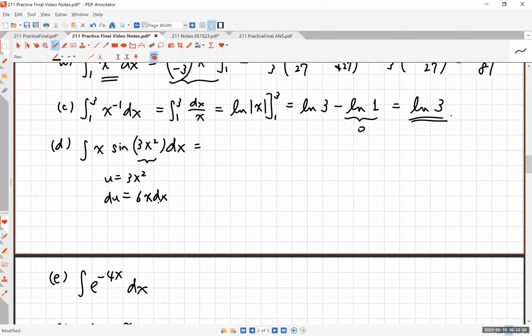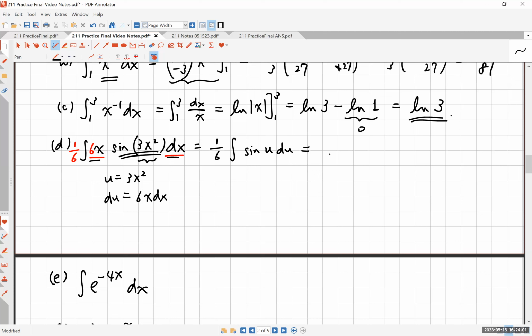6x dx. Of course, I don't have a 6x dx, but I can make 6x dx inside as long as you divide everything by 6 on the outside. So this will be 1/6 times the integral of sine of u, that's sine of 3x squared, and then everything else left here, 6x dx, is just going to be du. So in this one step, we have made a problem much simpler, right?